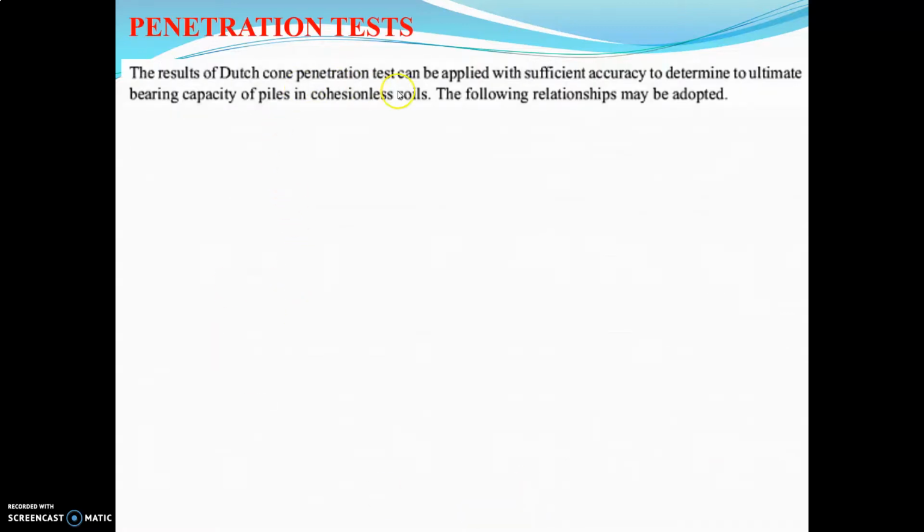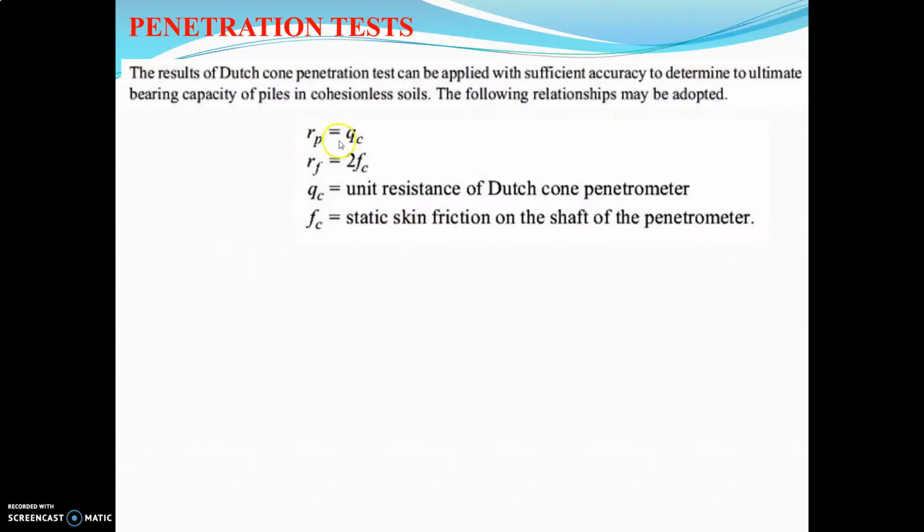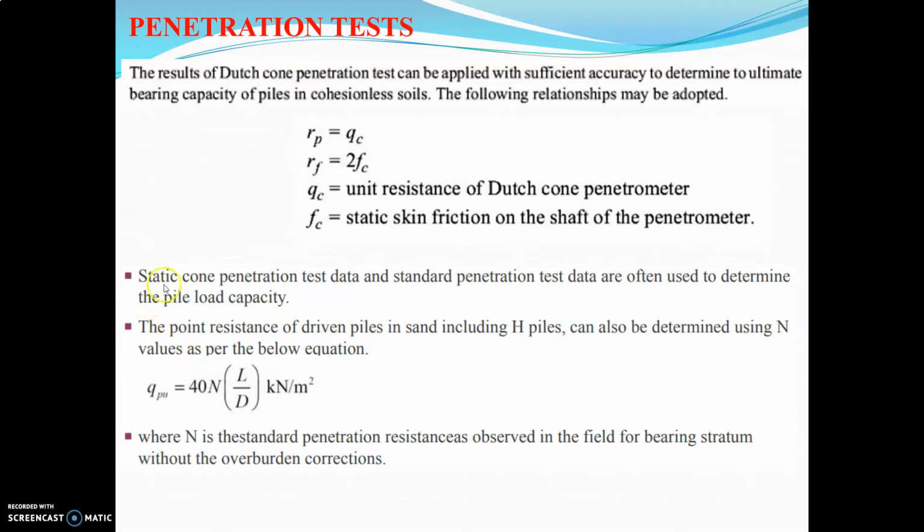The results of Dutch cone penetration test can be applied with sufficient accuracy to determine the ultimate bearing capacity of piles in cohesionless soils. The following relationship may be adopted: Rp is equal to Qc, or Rf is equal to 2 of Fc, where Qc is unit resistance of Dutch cone penetrometer, Fc is static skin friction on the shaft of the penetrometer. I explained what a penetrometer is and what the static cone penetration test is in the bearing capacity chapter. Here also, based on some points, you can find the ultimate bearing capacity.